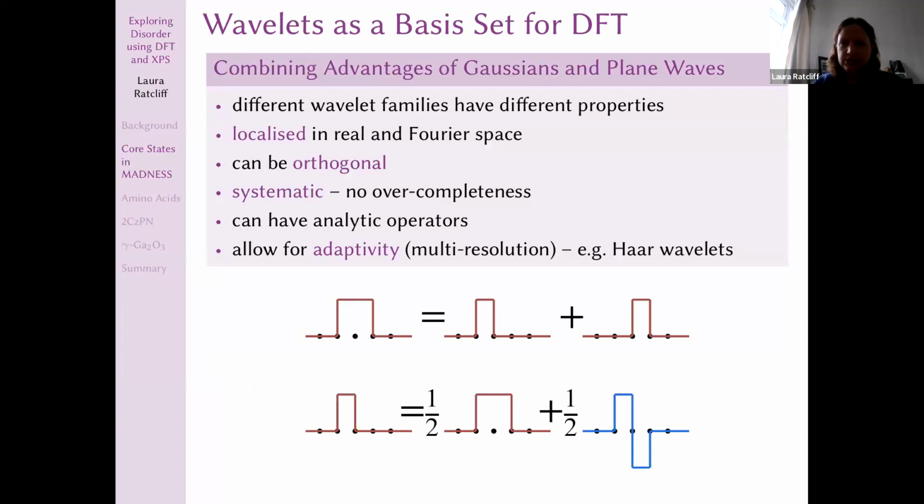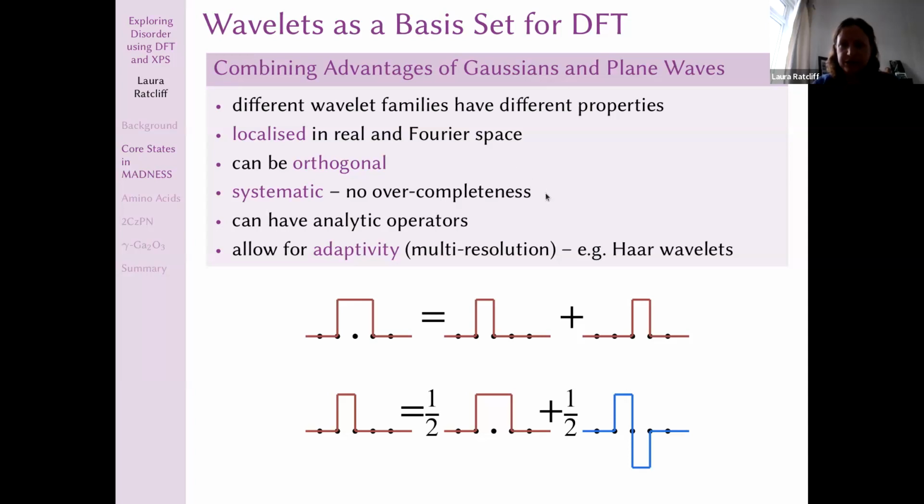So instead of using Gaussians or plane waves, I want to tell you a little bit about wavelets, which is the basis that I told you I use in BigDFT, and it's also related to what we do in MADNESS. So why do we need another basis set? Why do we care about wavelets? Well, different wavelet families have different properties, but among them, they can be localized in real and Fourier space. So we get the real space localization that Gaussians have. They can be orthogonal, and they're also systematic.